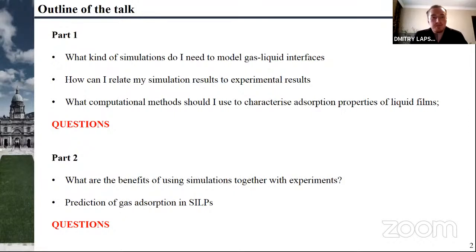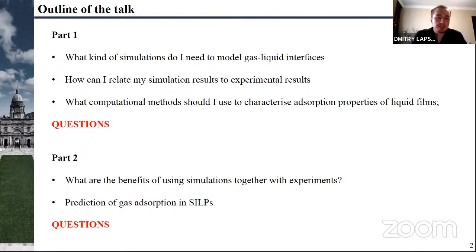I would like to split my talk into two parts. In the first part of my talk, I will introduce the main area of my research, and I will try to answer the following questions. What kind of simulations do we need in order to model gas-liquid interfaces? Which computational tools and approaches can be used in order to study gas adsorption properties of liquids, and how can these computational methods be related to experiments?